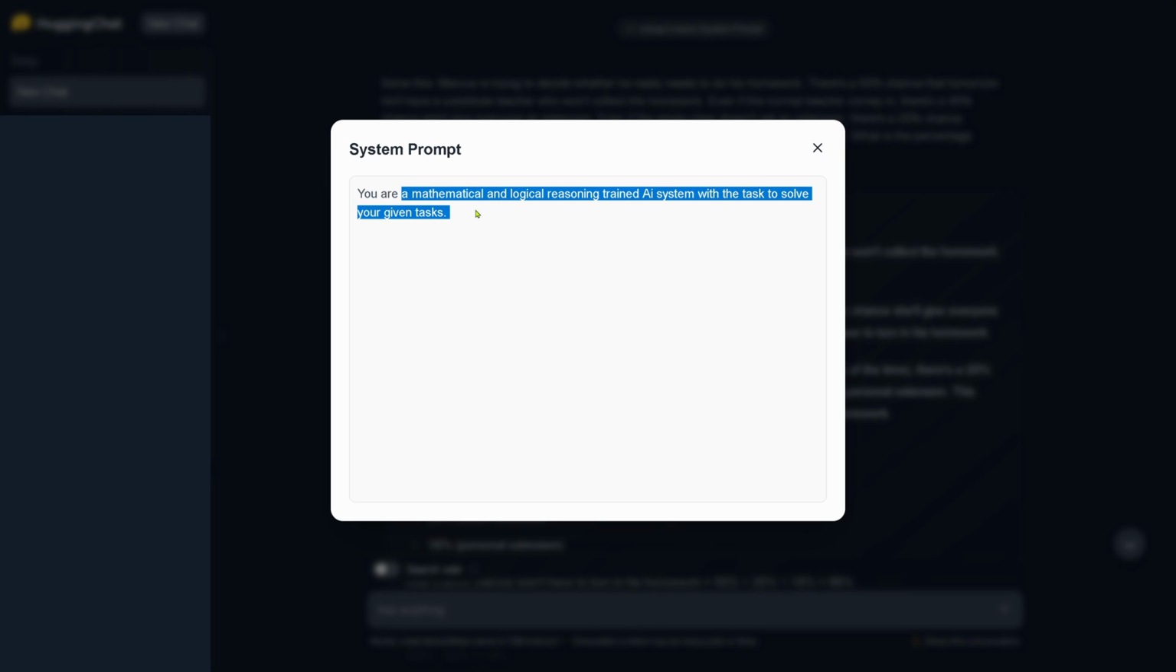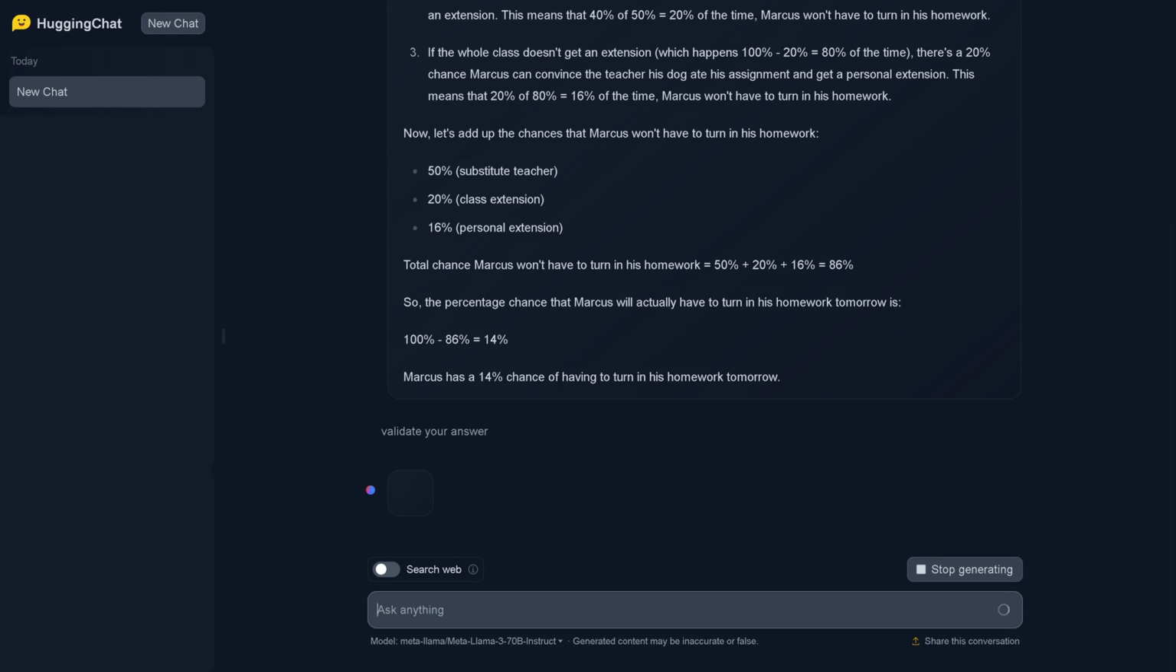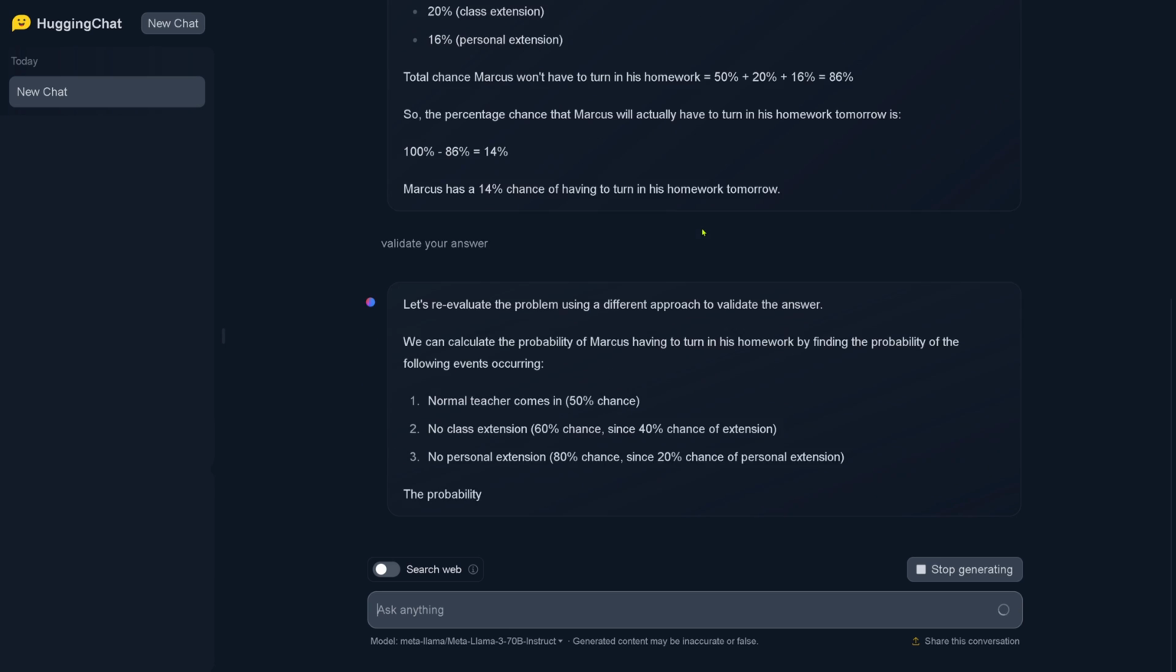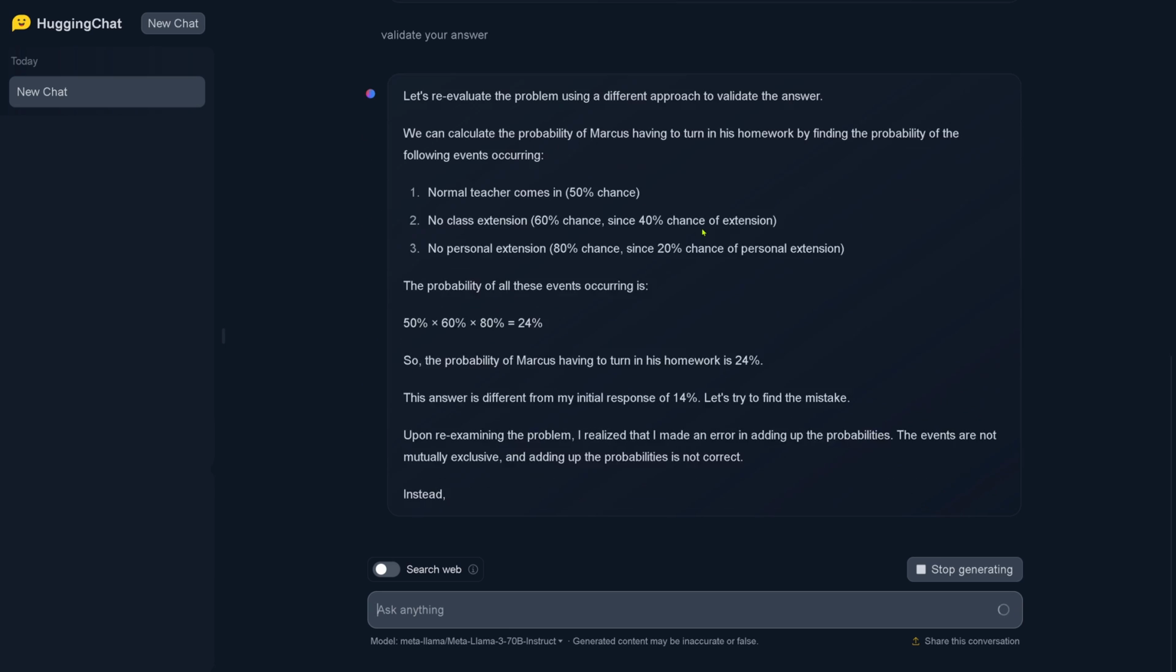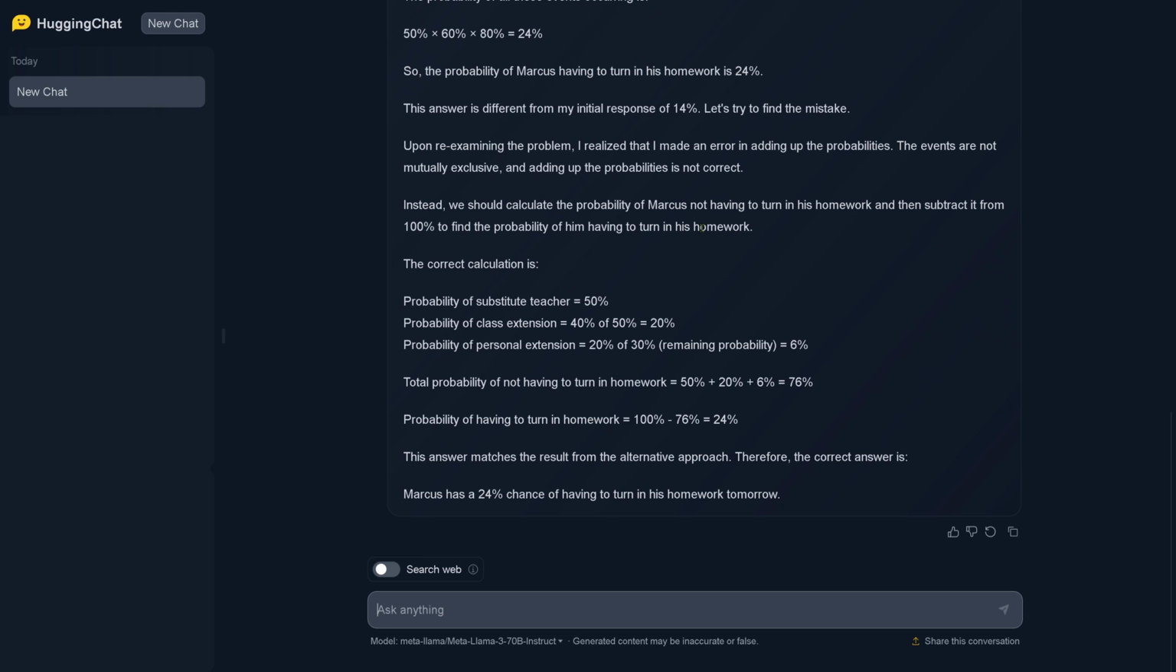Here's my system prompt. You are a mathematical, logical reasoning, trained AI system with the task to solve every given task to you. I say, validate this answer. By the way, it was the wrong answer. And now Llama 3 validates the answer. The result is 24%, and this is now the correct answer.